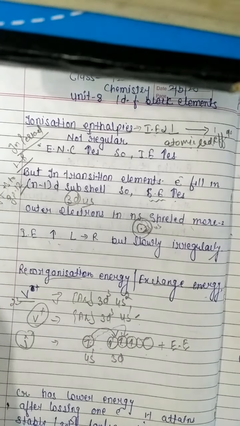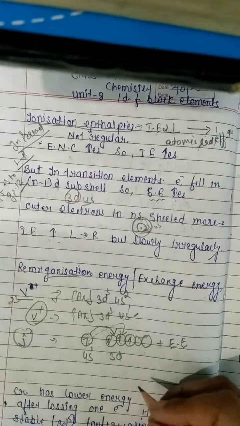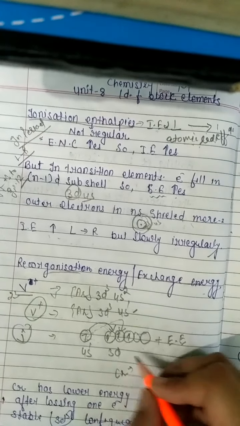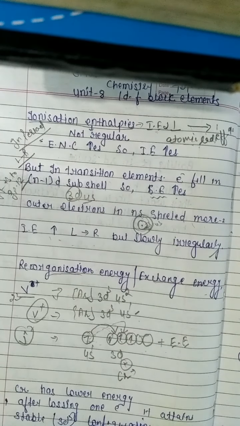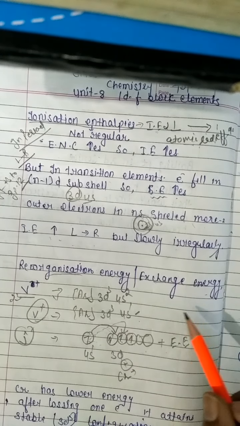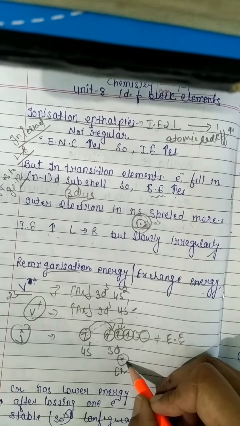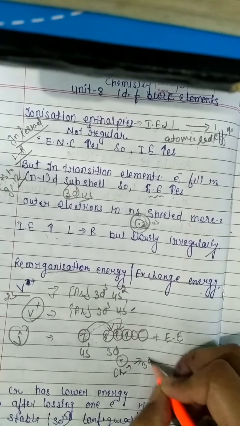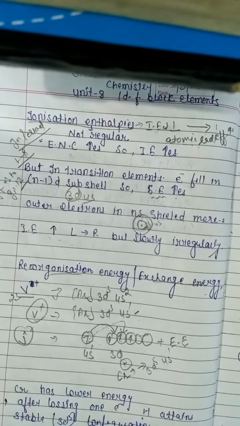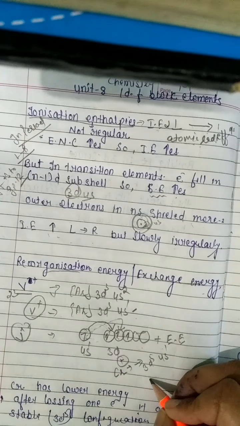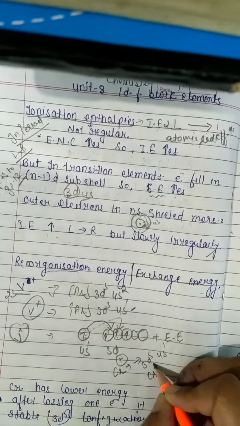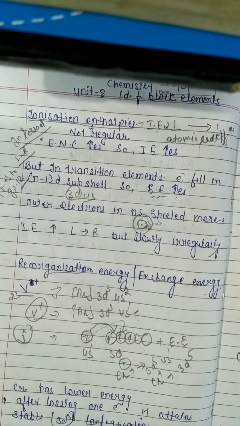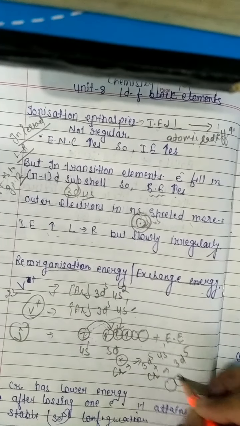Clear? But if we talk about chromium, I am taking the example of chromium positive. Exchange energy takes place when the species loses one electron. In the case of chromium, the configuration is 3d5 4s1. But if we talk about chromium positive, then it becomes 3d5, and 4s is empty.